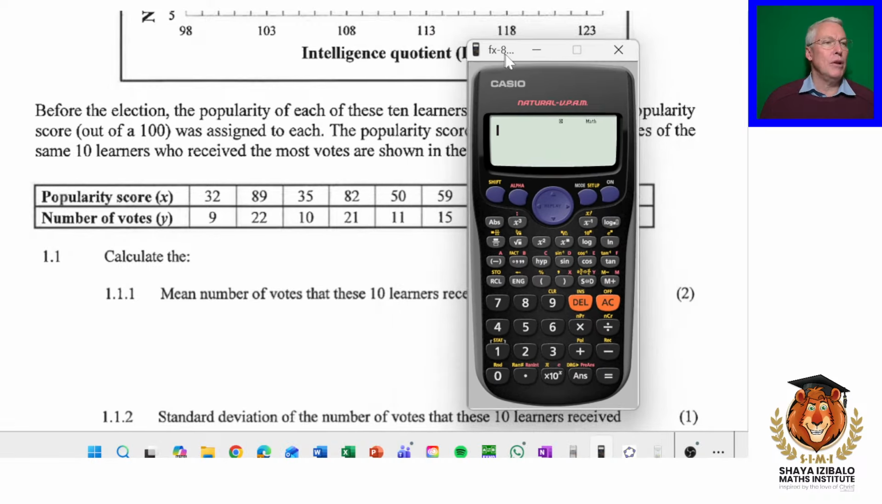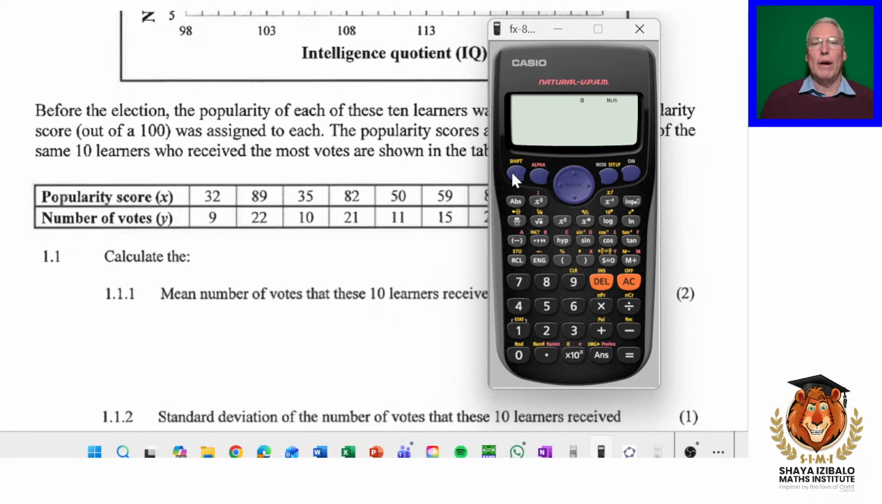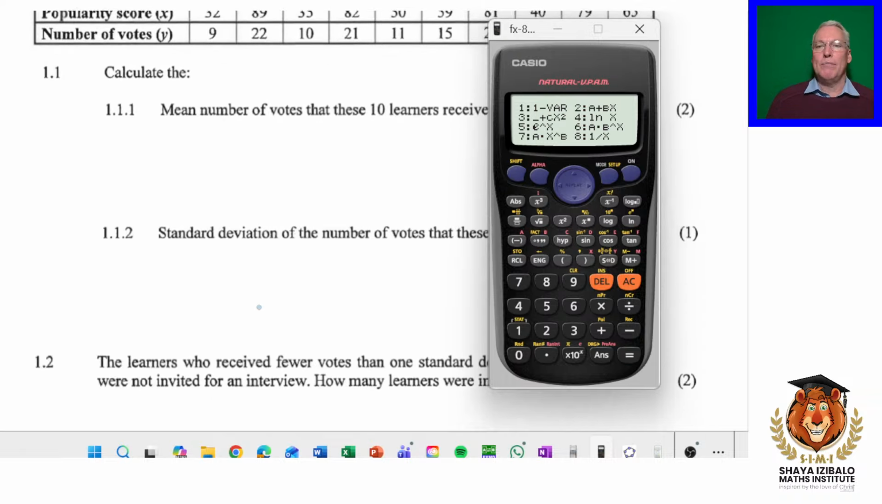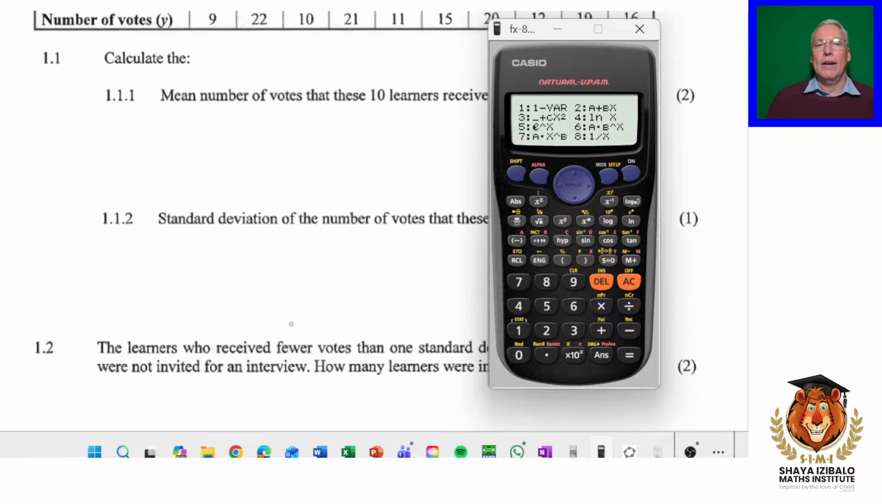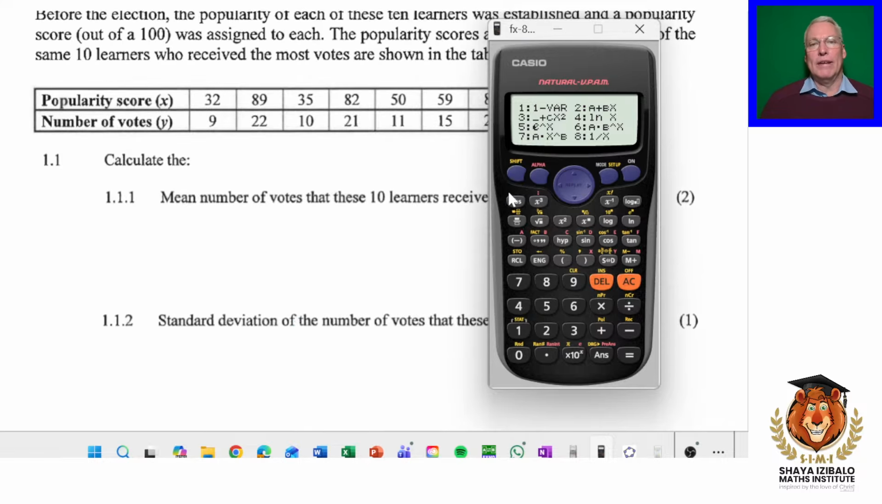Right, and we can put it in right away in, sorry, not shift mode, we're going to go mode, and we're going to go for stat mode, and we're going to go for two variable stats. And the reason being is that just now we're going to be asked to give least squares regression lines, etc. So we're going to go for option 2, which is a plus bx.